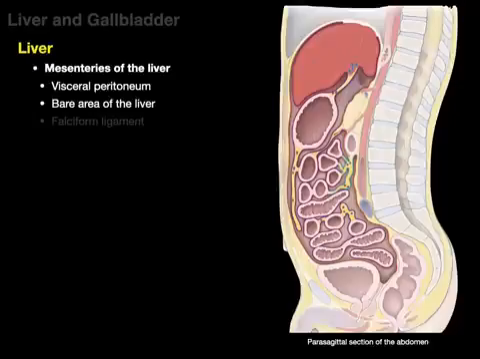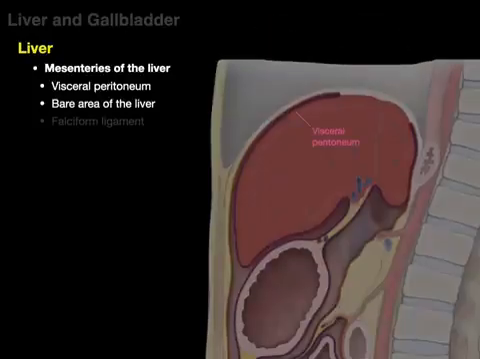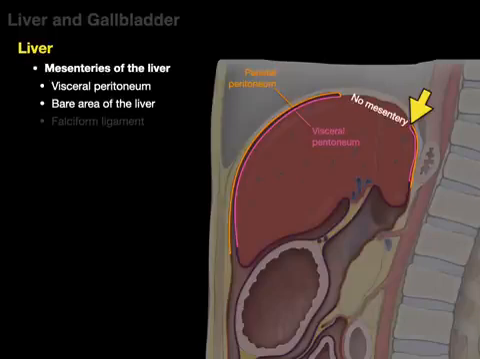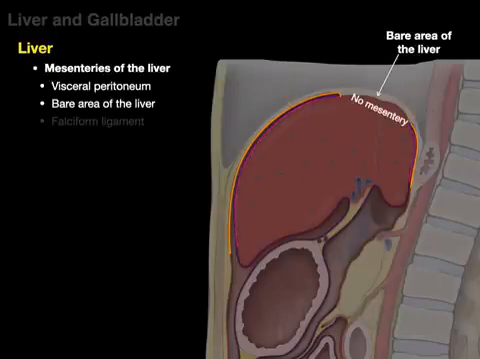All right, now the mesenteries of the liver. So we zoom in. There is the visceral peritoneum that lines the liver, parietal peritoneum that lines the wall, and they reflect upon each other. But notice there is this space right there where there is no mesentery. We call it the bare area, and bare naked, bare area. There's no mesentery.